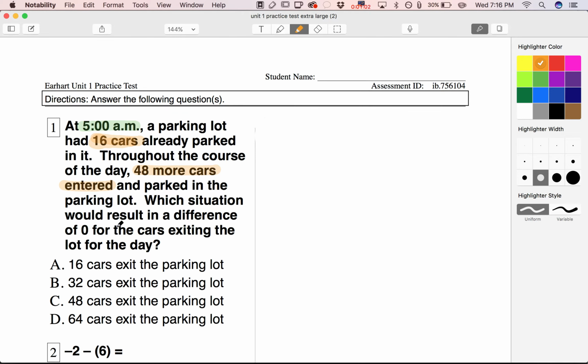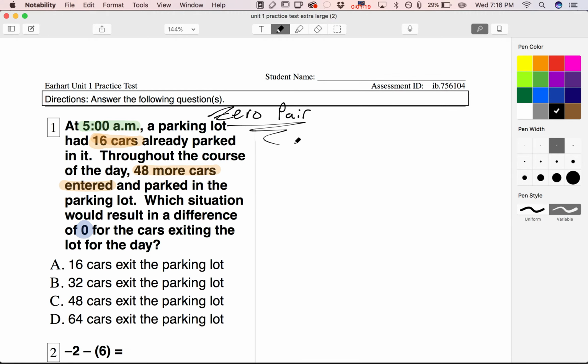Instead of orange, since I have so many colors to pick from, let's pick a different color. And 0 is what we want to end up with. So we are looking for the 0 pair, if you remember what that means. So this is a 0 pair problem. So we have 16 cars.